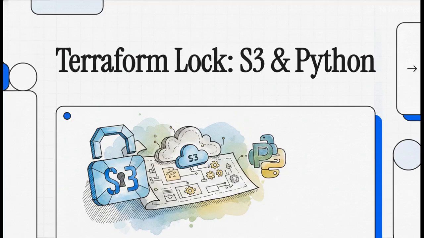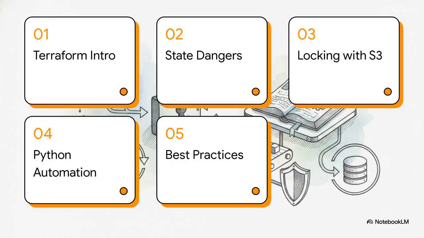Think about your last major deployment. The architecture itself was probably flawless, but the mechanism tracking it all, that might just be your biggest hidden liability. So let's get into it. Here's our roadmap for today. We'll start with the Terraform infrastructure tool, then look at the dangers of Terraform state, how to lock that state with S3, automating the whole thing with Python, and finally wrap up with some secure infrastructure best practices.